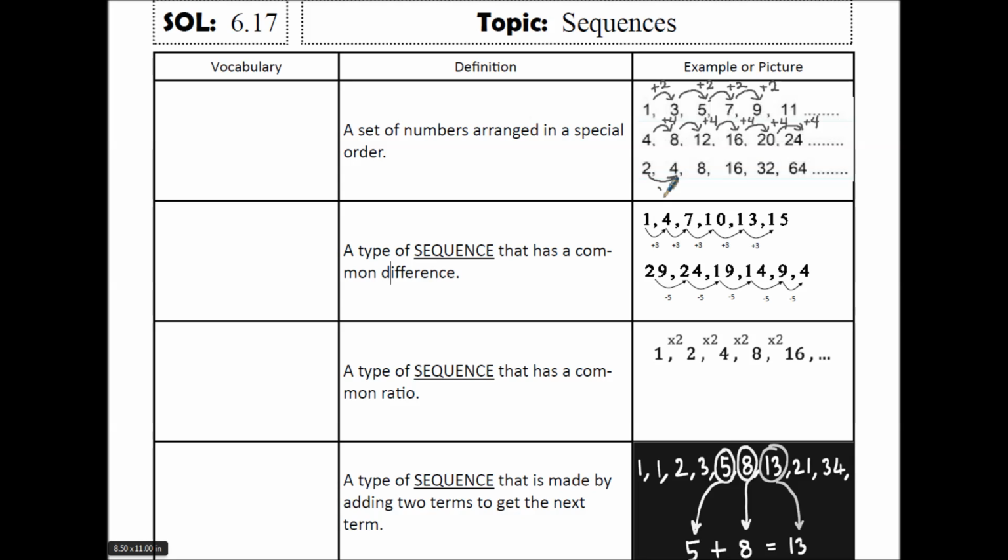This last pattern, we see that we would double each term or multiply each number by 2 to get the next number. So 2 times 2 is 4, times 2 more is 8, times 2 more is 16, times 2 more is 32, times 2 more is 64. This is called a sequence.